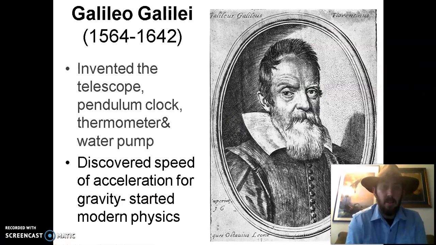Galileo. We talked about him, kind of a weird-looking guy. Invented the telescope. He invented the pendulum clock, the thermometer. Discovered speed of acceleration for gravity. He wrote an equation, and it kind of became the start for modern physics, right? So that's a big deal. But the telescope became a very big deal, both to observe and test.